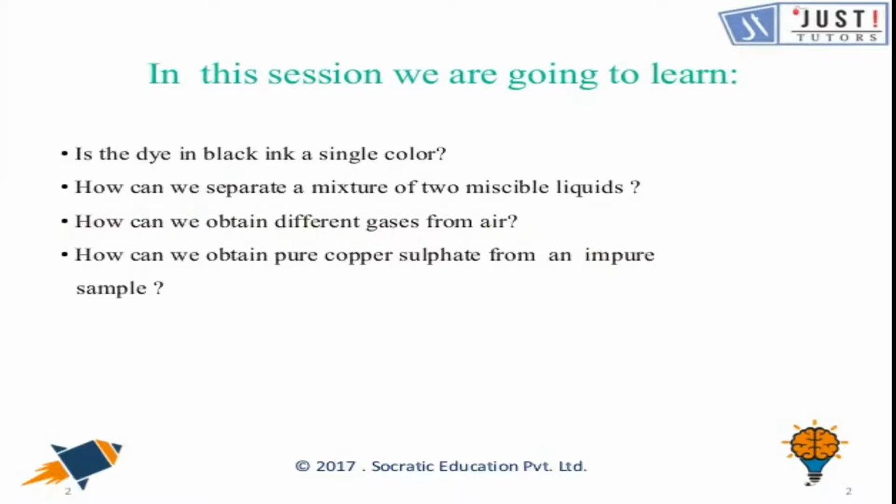These are the points we are going to cover today. Is the dye in black ink only a single color, or do we have different colors in that? And then we'll find how to separate a mixture of two miscible liquids. Miscible liquids are the liquids which, when we mix them, don't create separate layers. And then we'll find how to get the different gases from air, and how can we obtain pure copper sulphate from an impure sample. Let's move on.